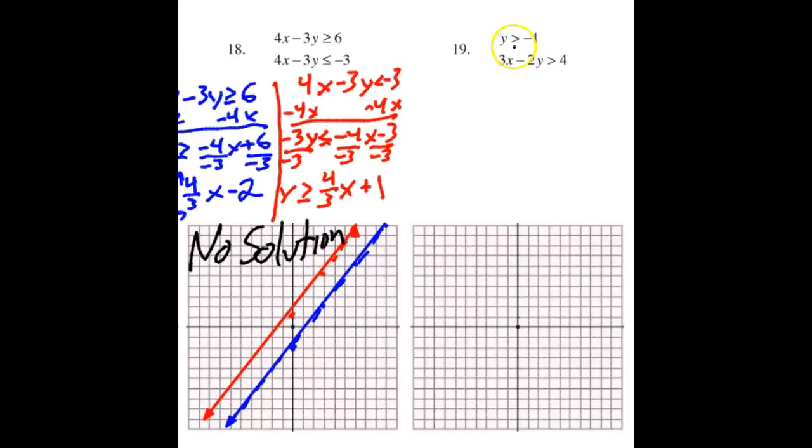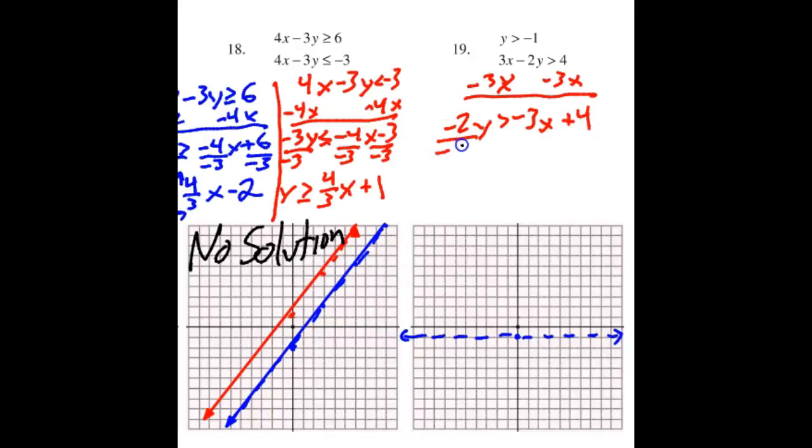First one, pretty straightforward. y at negative 1, and we got a dashed line. Slope is 0. We're not going up and over. And then here, subtract 3x. Negative 2y greater than 3x plus 4. Dividing by a negative, so flip that sign for the last time here. y is less than positive 3 over 2x minus 2. 4 divided by negative 2 is negative 2.